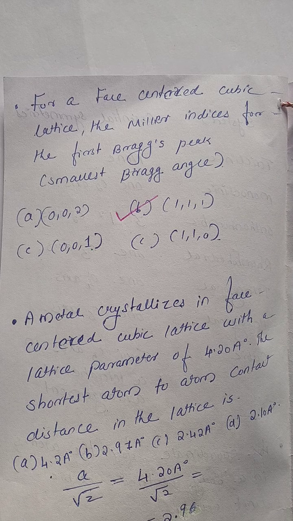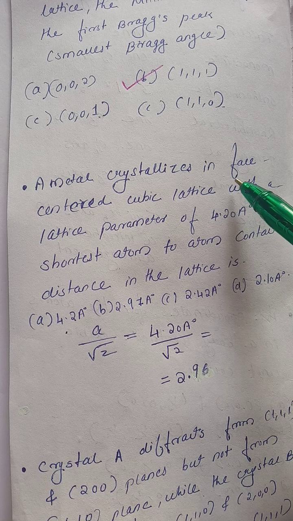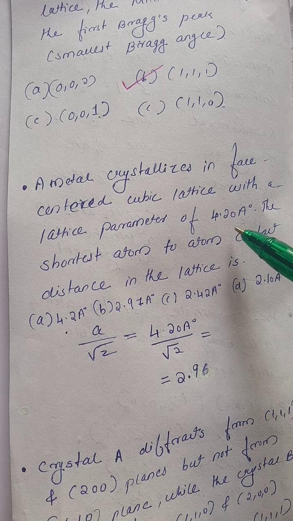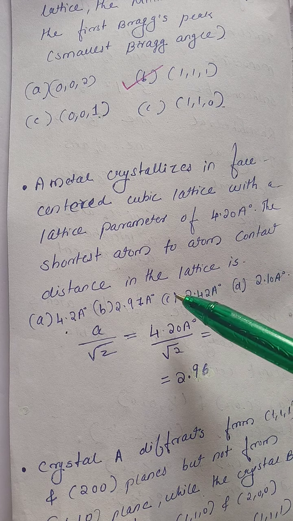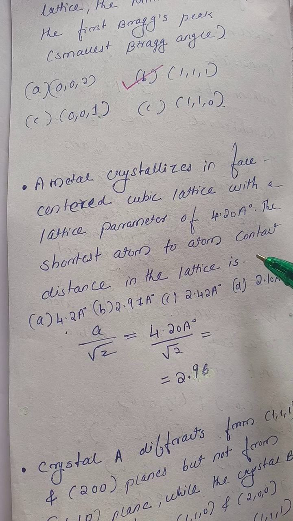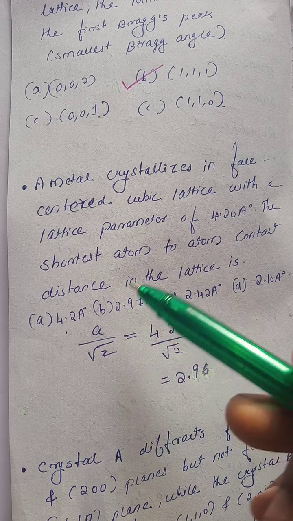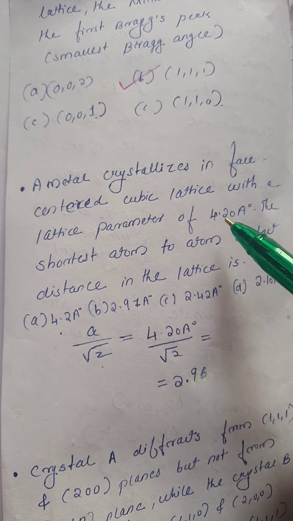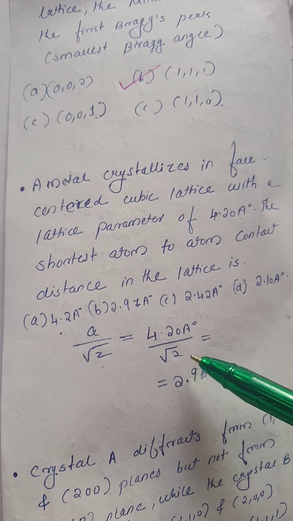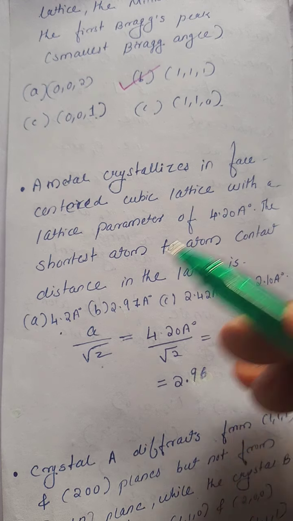Moving on to the next question. A metal crystallizes in a face-centered cubic lattice with a lattice parameter of 4.2 angstrom. The shortest atom-to-atom contact distance in the lattice is? In case of FCC, the shortest distance can be found out by A by root 2, and A is given as 4.2. On substitution, 4.2 angstrom divided by root 2 equal to 2.96. So our option is B.